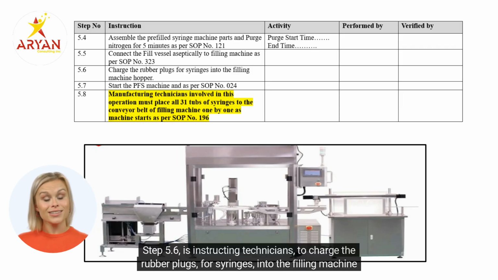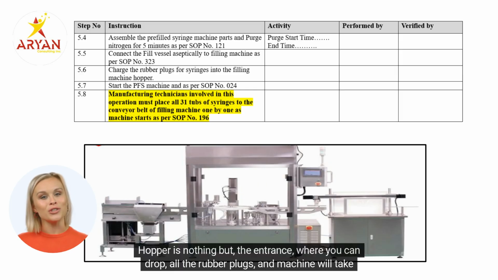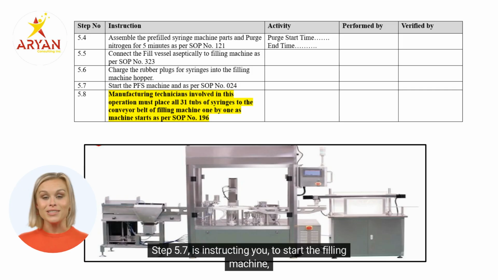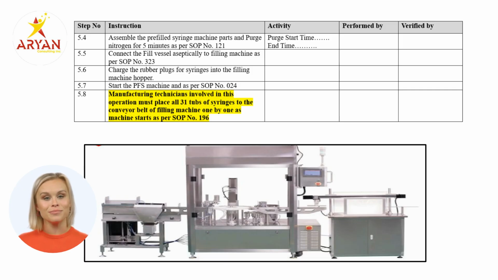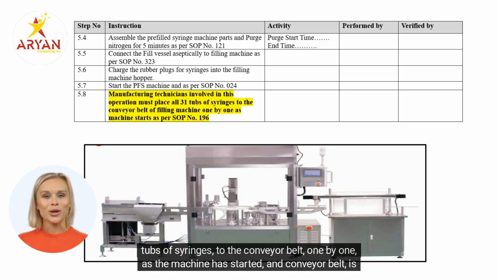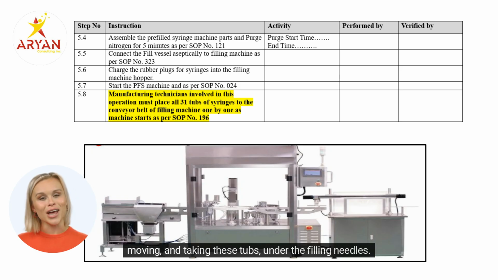Step 5.6 is instructing technicians to charge the rubber plugs for syringes into the filling machine hopper. Hopper is nothing but the entrance where you can drop all the rubber plugs, and the machine will take these plugs one by one and put them on syringes after syringes are filled. Step 5.7 is instructing you to start the filling machine. Step 5.8 is a special note that all manufacturing technicians in this operation must place all 31 tubs of syringes on the conveyor belt one by one as the machine has started and the conveyor belt is moving and taking these tubs under the filling needles.